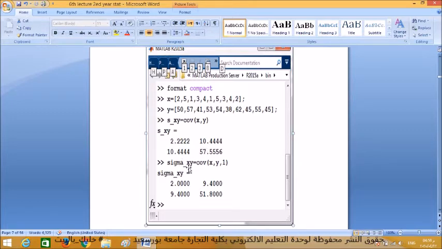Covariance for population, denoted by sigma xy, equals the covariance between x and y. Okay, so this is the covariance, equal to 9.4, and this is the variance of x and the variance of y for population data. As you see, the variance for population is less than the variance for a sample for variable x, and also for variable y. The variance of y for population is less than the variance of y for a sample.